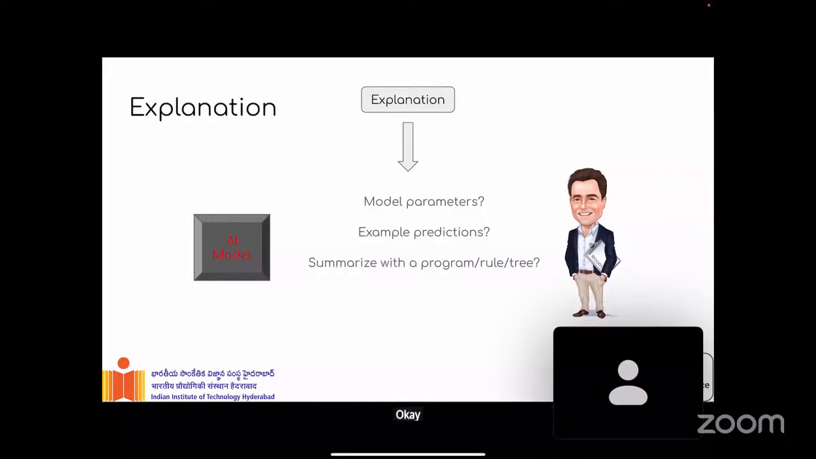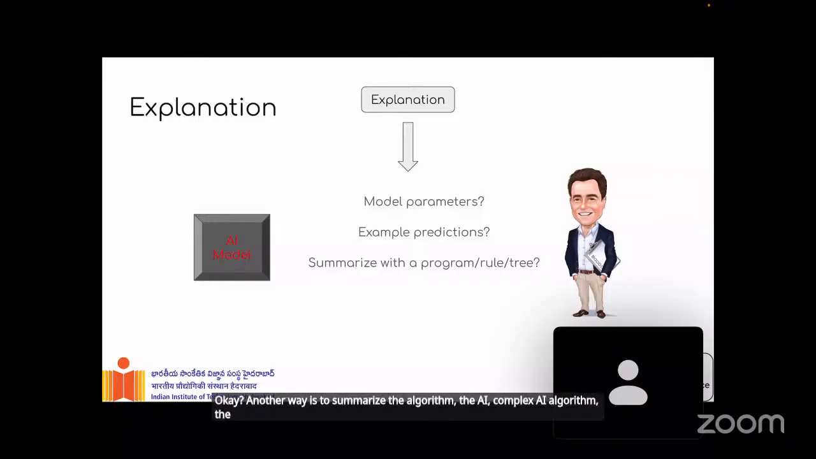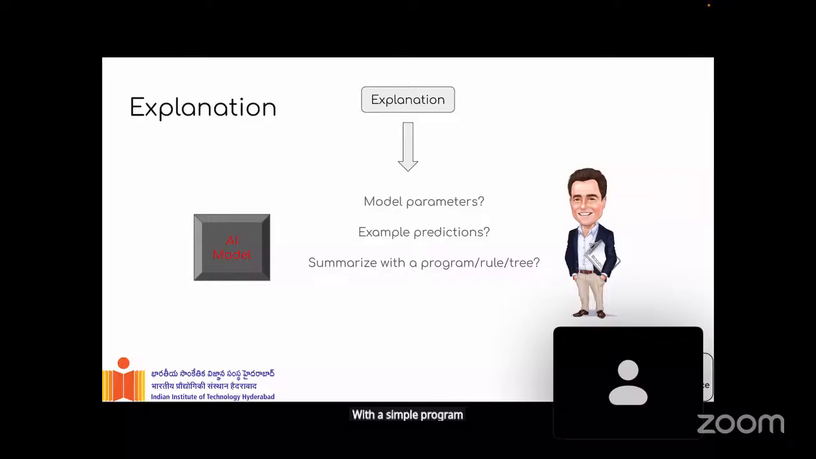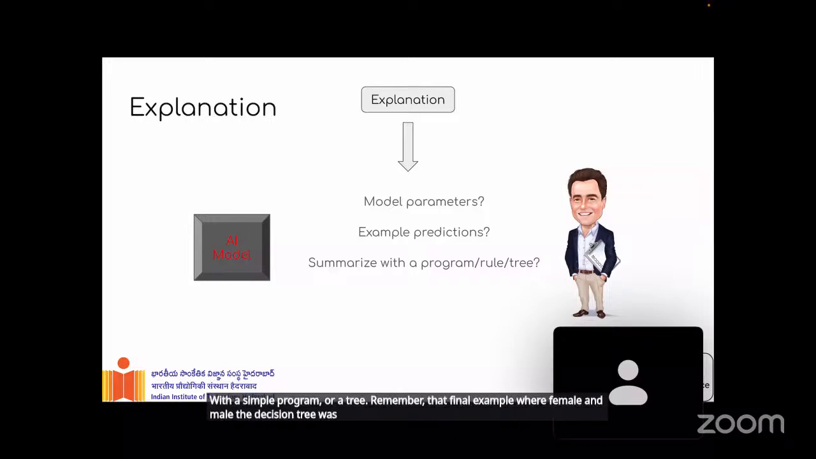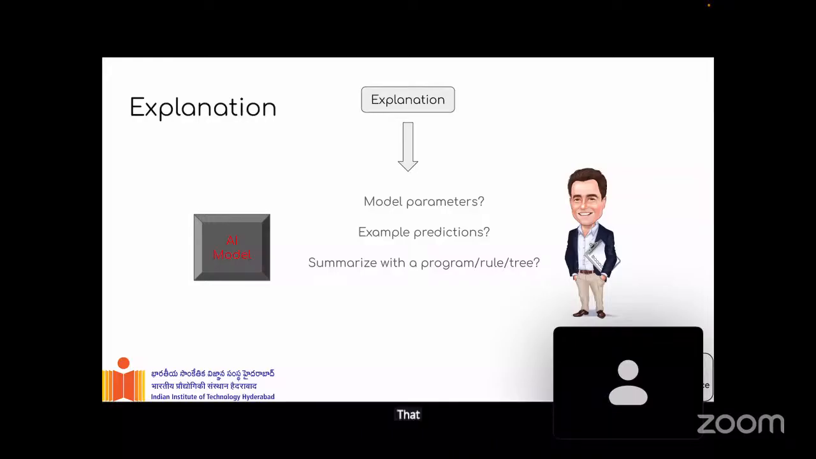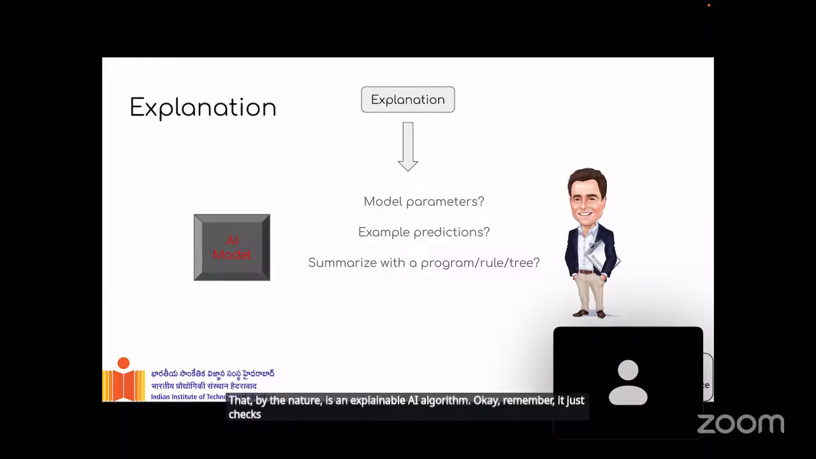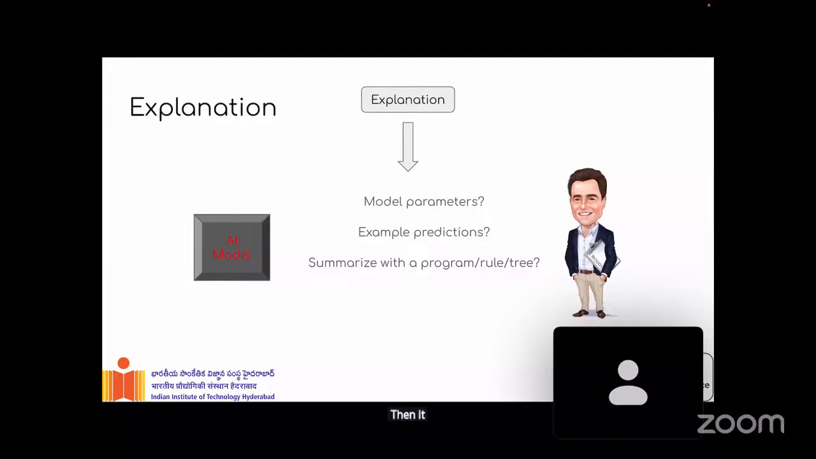Another way is to summarize the complex AI algorithm, the black box algorithm, with a simple program or a tree. Remember that final example where female and male, the decision tree was created based on what are the symptoms and all? That by its nature is an explainable AI algorithm. It just checks whether the person suffers from these symptoms. If yes, then it predicts sick. Otherwise, no.